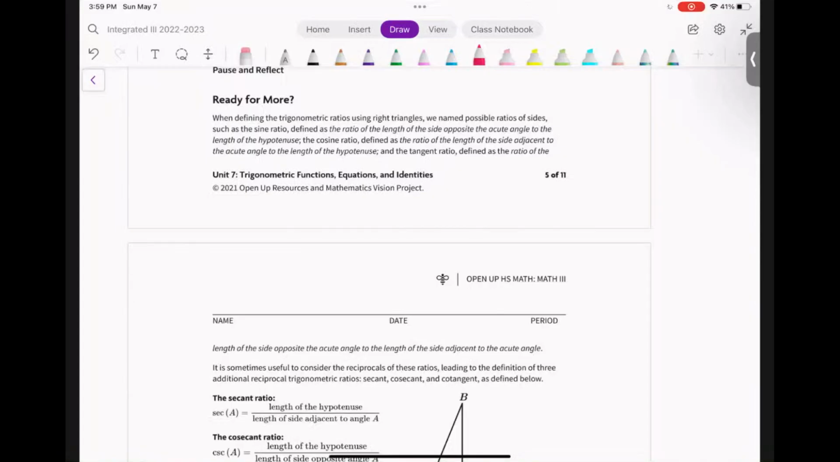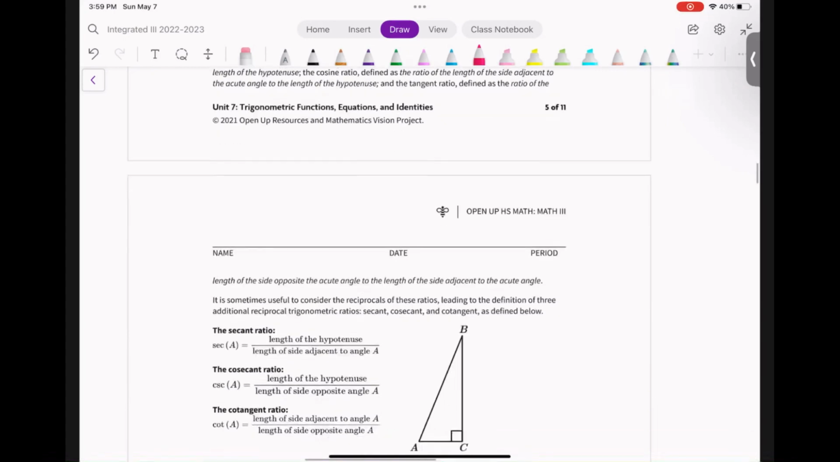This is the second part of the video for 7.4, and normally we don't do too much in Ready for More, except for this one is definitely necessary because of what we go over. It says, when defining the trig ratios using right triangles, we name possible ratios of sides, such as sine, defined as the length of the opposite over the hypotenuse, and the cosine is adjacent over hypotenuse, and the tangent, which is opposite over adjacent.